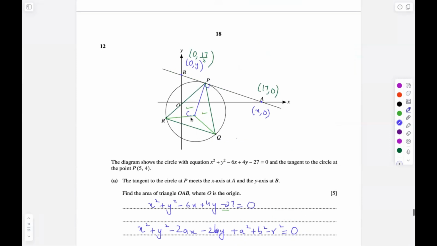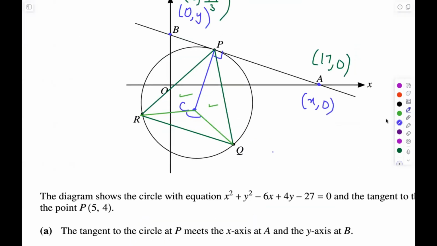For the angle RCQ, as it's an equilateral triangle, each of these angles will be equal. This complete angle will be pi upon 3, and this angle will also be pi upon 3. Now, applying the circle property that the angle at the center is twice the angle at the circumference, this angle will be 2 pi upon 3, or 120 degrees. So if this angle is 60 degrees or pi upon 3, this angle will be 120 degrees or 2 pi upon 3 in radians.